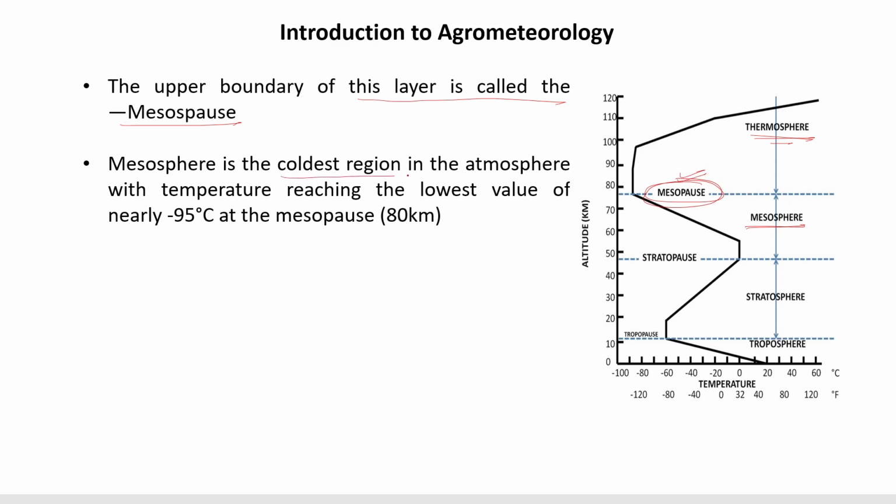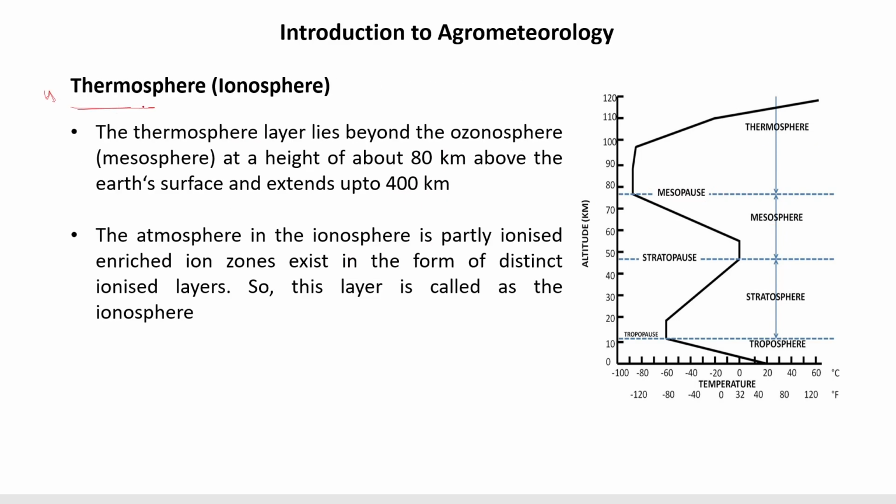The mesopause is the coldest region in the atmosphere. Now here comes a question: which of the following is the coldest region in the atmosphere, with temperature reaching the lowest value of nearly minus 95 degrees centigrade? That is the mesopause, and it is around 80 kilometers above the earth's surface. The fourth layer now is the thermosphere or ionosphere.